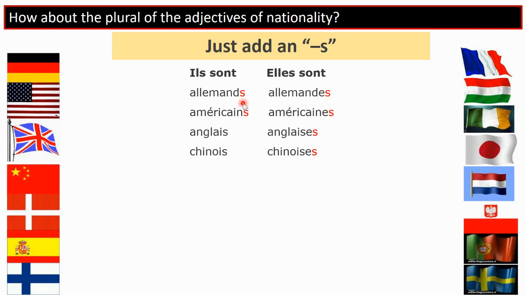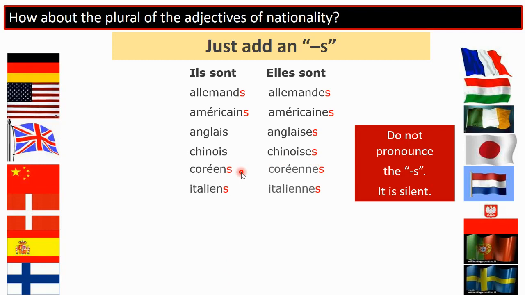Ils sont allemands. The S is mute. Elles sont allemandes. The S is mute. Ils sont américains. Elles sont américaines. Ils sont anglais. If your word already ends with an S, you don't need to add another S. Okay, so it remains the same, whether it is singular or plural. Ils sont anglais. Elles sont anglaises. Ils sont chinois. Elles sont chinoises.